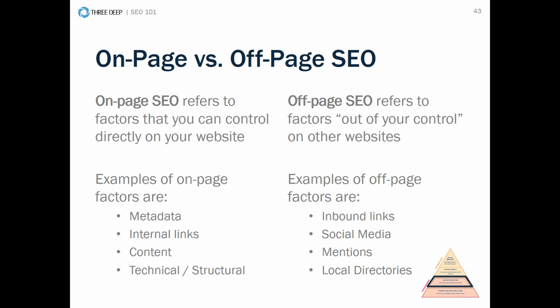Off-page SEO, this refers to factors that are typically outside of your control on other websites. So some examples here are inbound links to your site from other websites, social media, mentions of your brand, and local directories, especially within the local SEO practice of SEO.